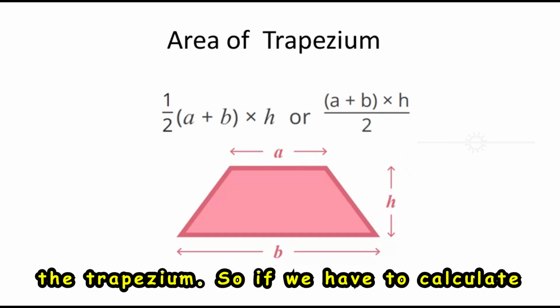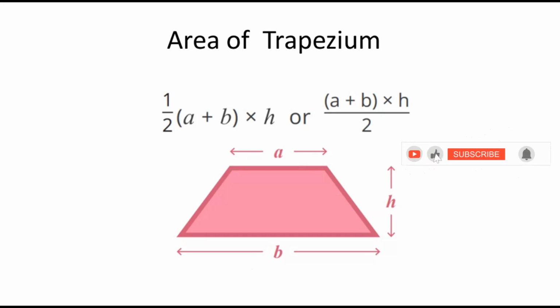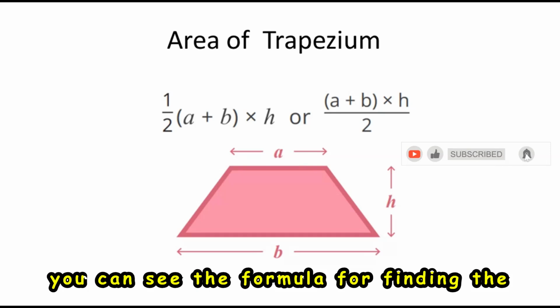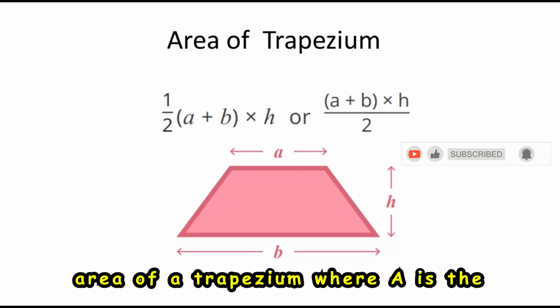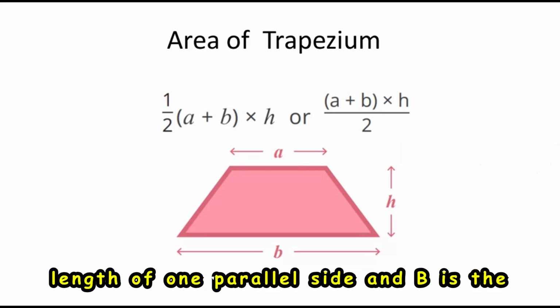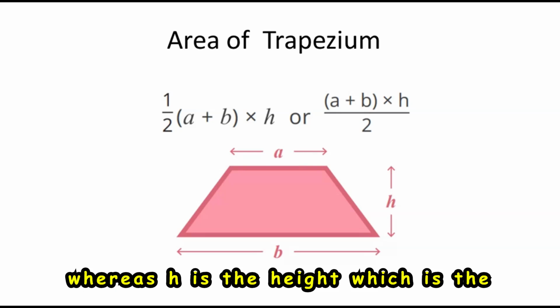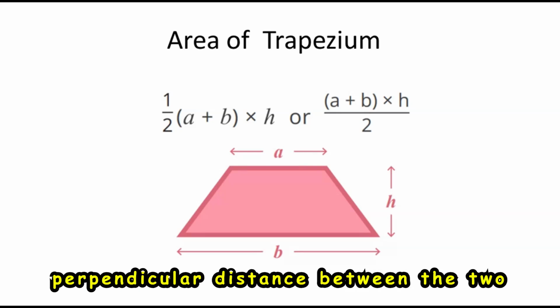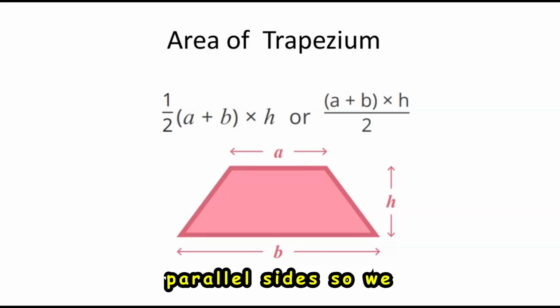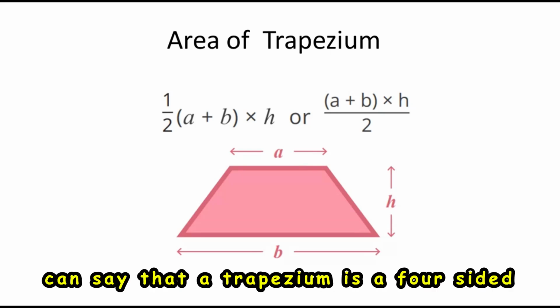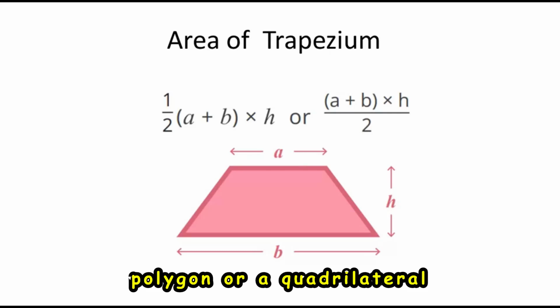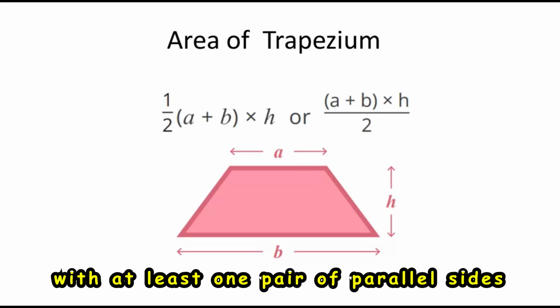So if we have to calculate the area of this trapezium, you can see the formula for finding the area of a trapezium, where A is the length of one parallel side and B is the length of the other parallel side, whereas h is the height, which is the perpendicular distance between the two parallel sides. So we can say that a trapezium is a four-sided polygon or a quadrilateral with at least one pair of parallel sides.